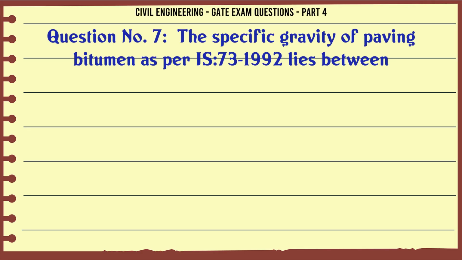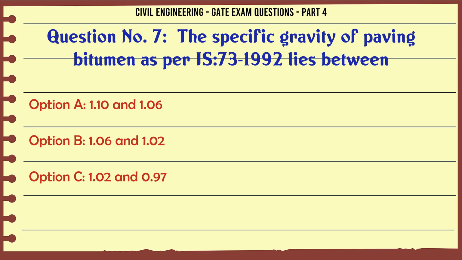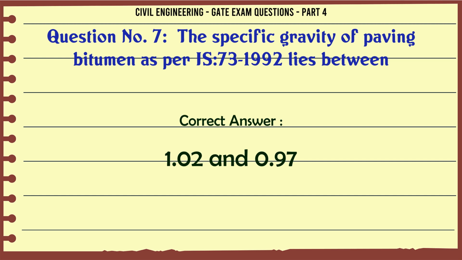The specific gravity of paving bitumen as per IS 73-1992 lies between A 1.10 and 1.06, B 1.06 and 1.02, C 1.02 and 0.97, D 0.97 and 0.92. The correct answer is 1.02 and 0.97.